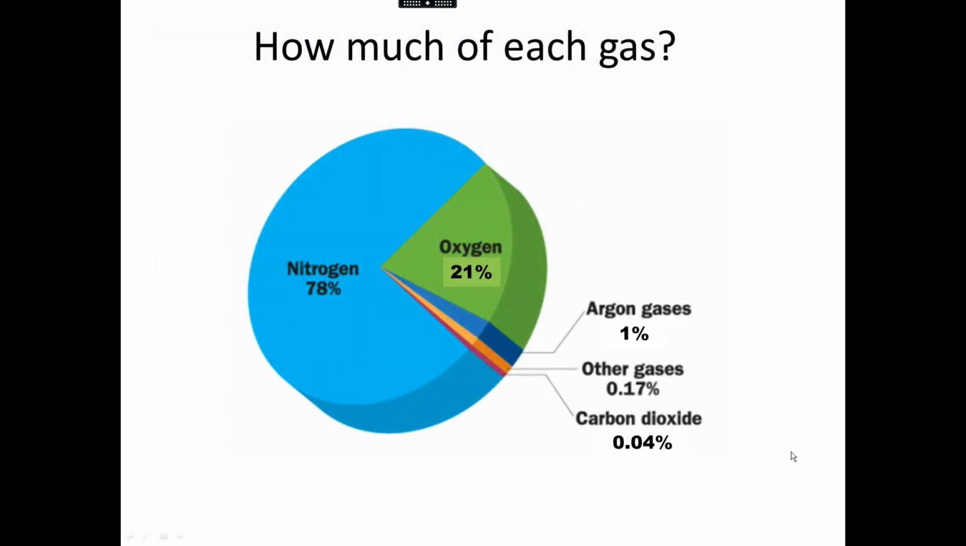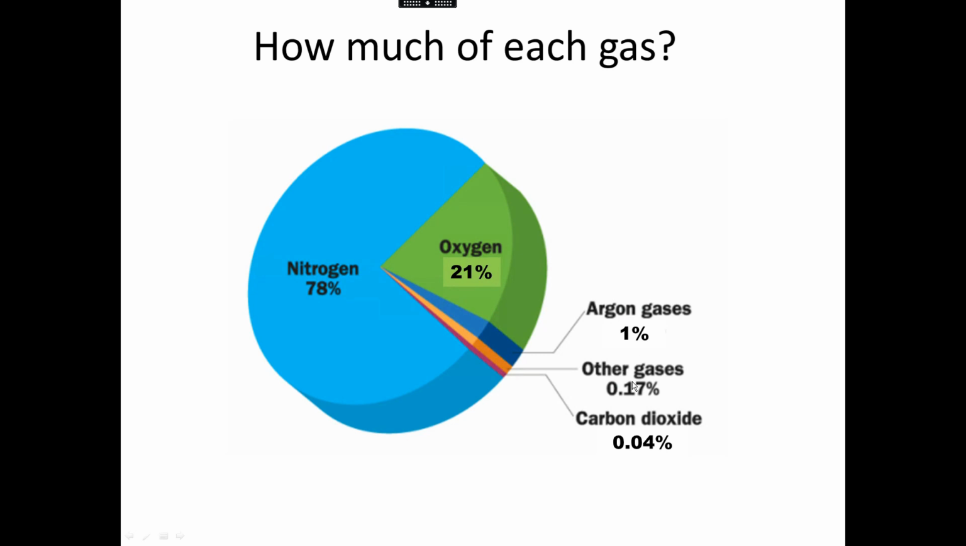Okay, right, but how much of each gas is in air? Now, it turns out that air is around 78% nitrogen. So the mixture is mostly nitrogen. Oxygen makes up 21% of the mixture. The third most abundant gas in the air is actually a gas called argon. That's another unreactive gas. It used to be used inside light bulbs, and that makes up 1% of the air.